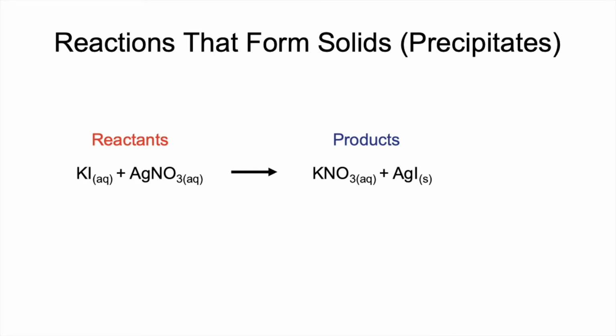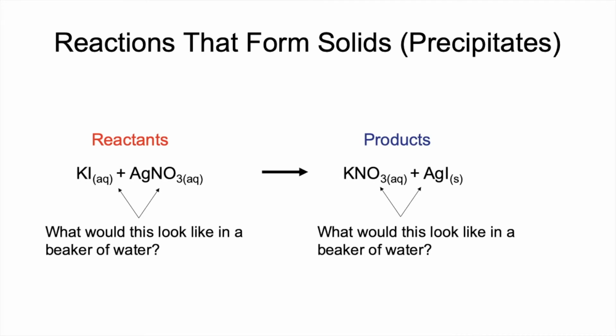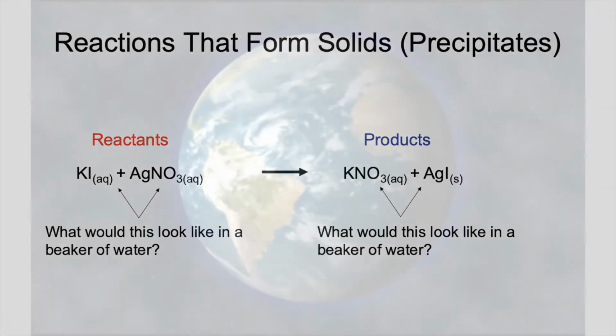a solid. The question becomes, though, what do these compounds really look like if they're dissolved in a beaker of water? Well, to begin to think about what ionic compounds look like when they're dissolved, we have to know what actually happens in the process of dissolving. So let's take a look at a quick video on that.